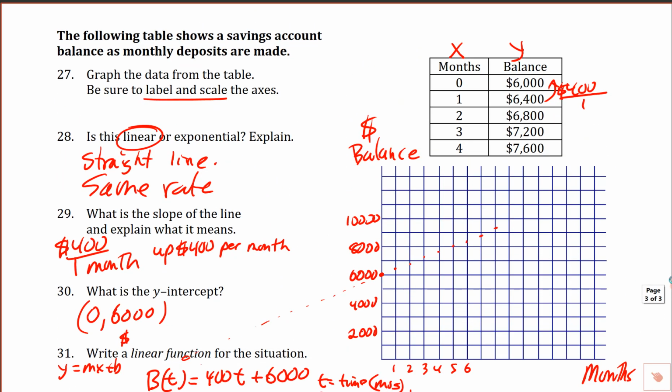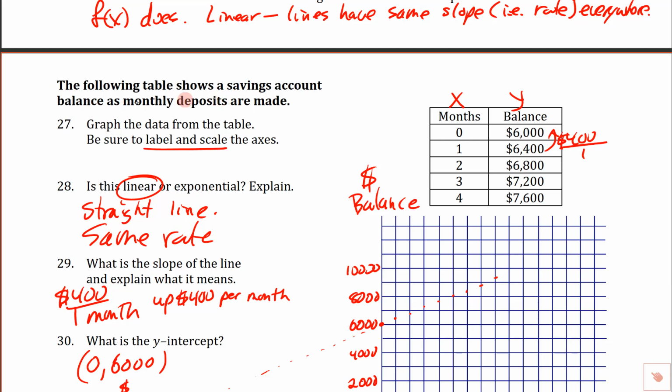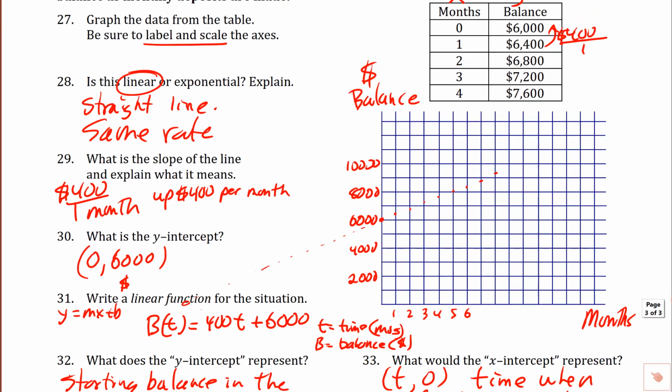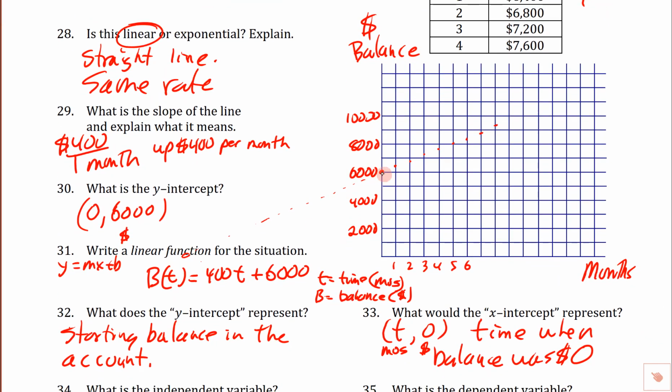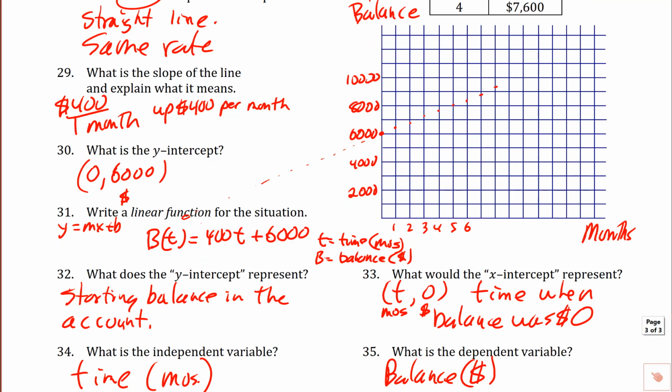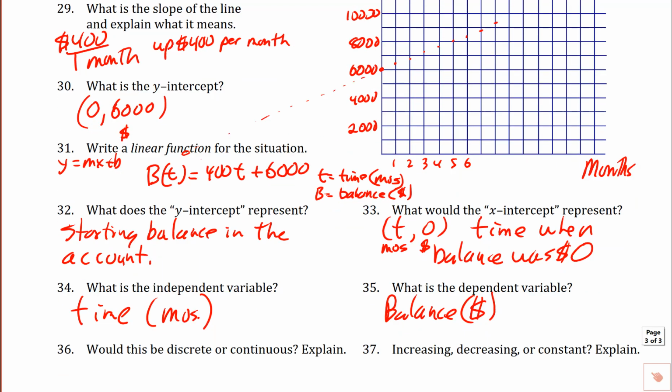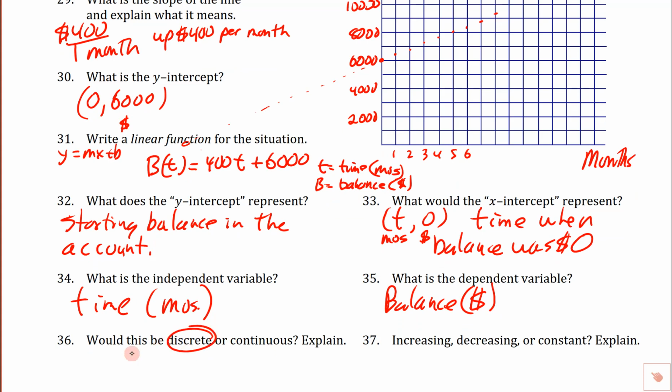It says in the setup of the problem that this table shows the savings account balance as monthly deposits are made. So it doesn't cover all of these values in between. It jumps from this dollar amount to this dollar amount to this dollar amount and so forth. You can see it jumped from $6,800 to $7,200. So we're going to say that this is discrete, but I do want to point out one more thing.